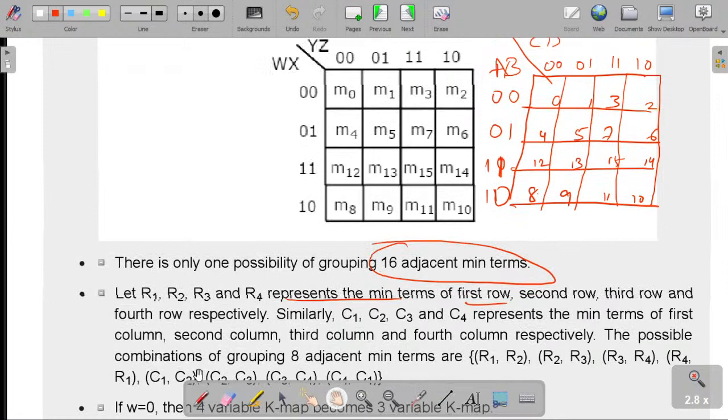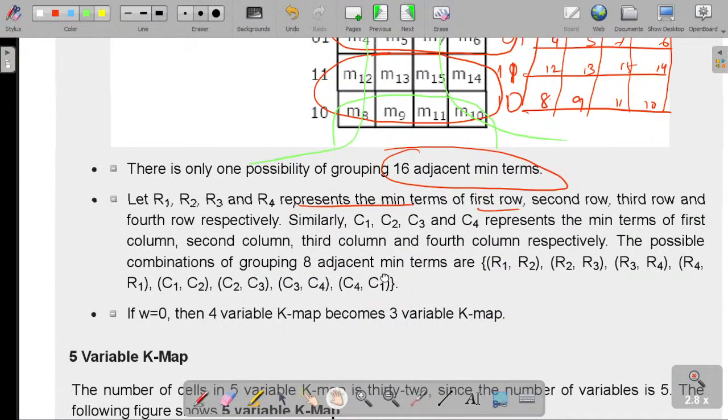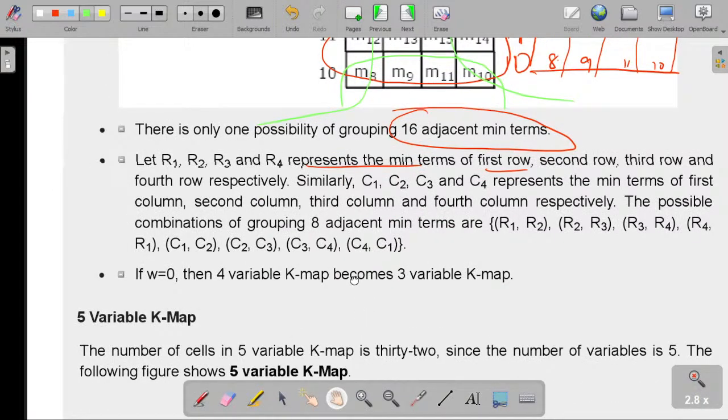Here, suppose I group this one, this is one combination of terms and this is another term possibility. There is also a possibility like this, which is one possibility of grouping for 8 terms, and this is one more possibility. In this way, once we solve the problem you can understand.